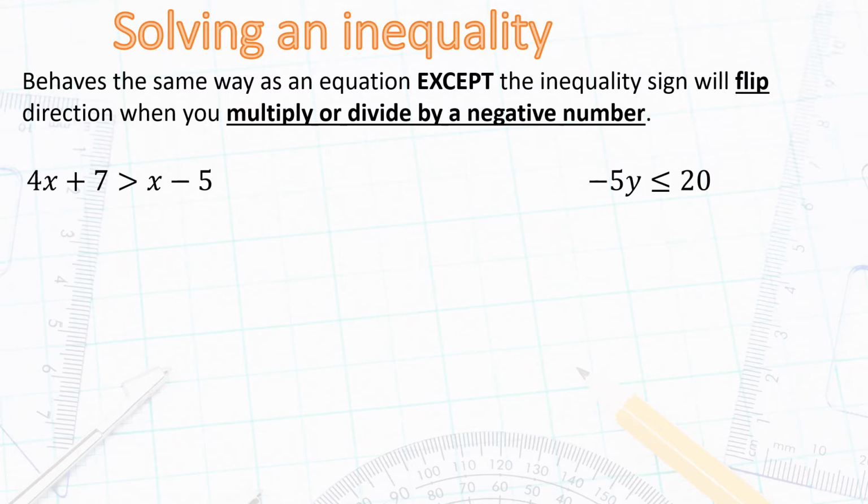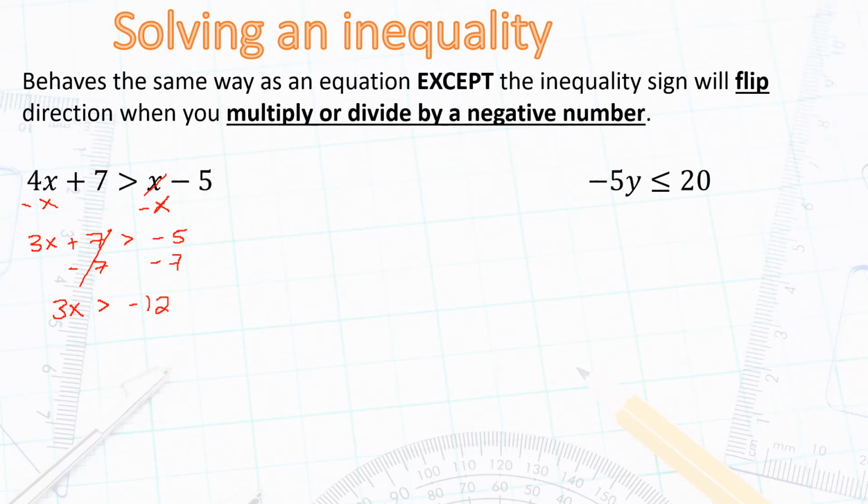So 4x plus 7 is greater than x minus 5. Just like as if this was an equation, I can subtract x from both sides, keeps them relatively balanced. 4x minus x is 3x, plus 7 is greater than minus 5 because x minus x is 0. They're canceled. Then I want to get x on its own, so the 7's got to go. I subtract 7 from both sides. 7 minus 7 is 0. 3x is greater than minus 5 minus 7, which is negative 12.